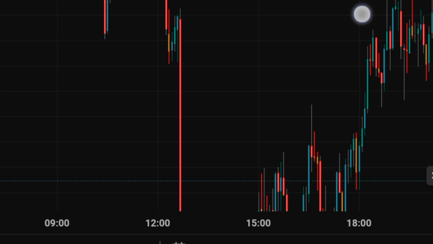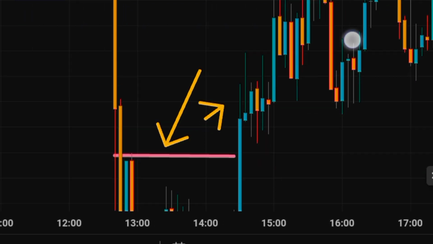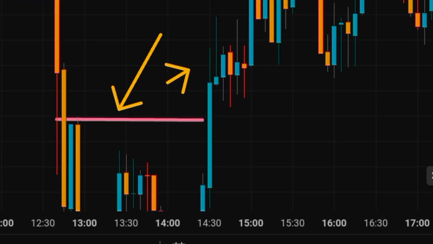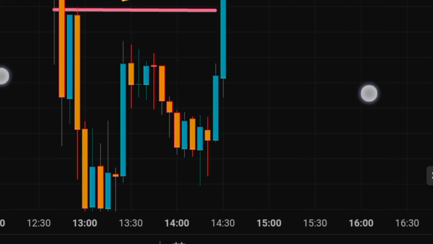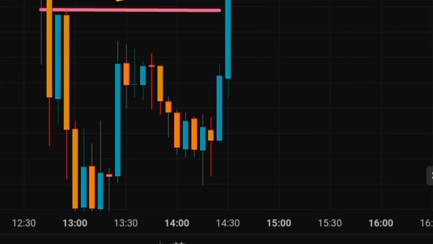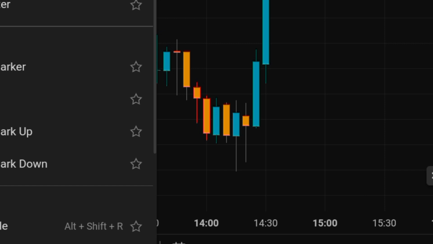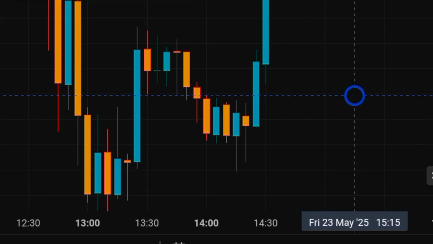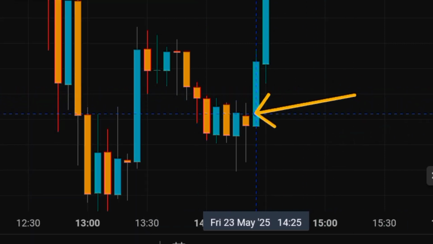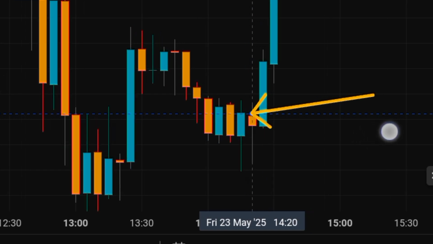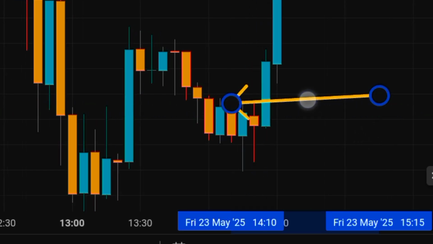So as the market closed above that zone, you have to mark the zone that engineered the movement, which is this very zone. This was the zone that engineered the movement. This is where everything starts from. So I have to mark this zone.